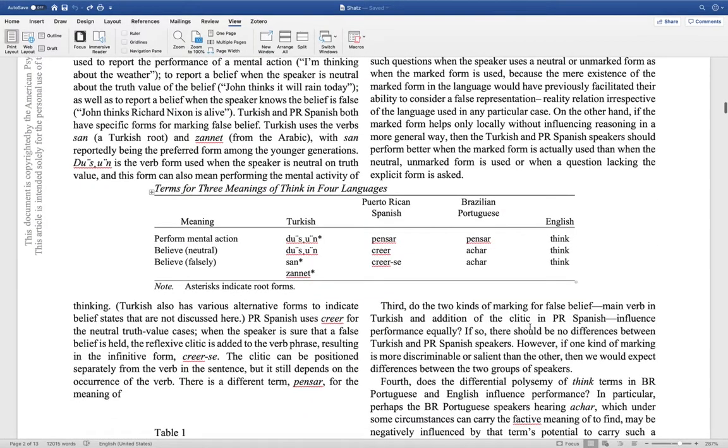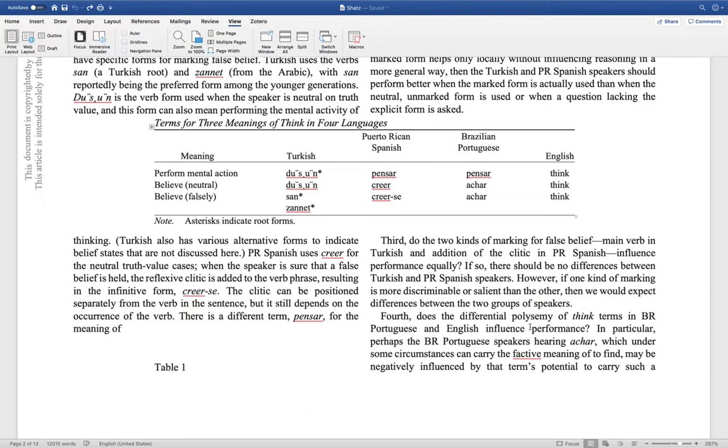All right. Third, do the two kinds of marking for false belief, main verb in Turkish, and addition of the clitic in Puerto Rican Spanish. So now I'm looking at this. It's like san and zanet versus creer and creer se. So now I'm going to make an inference there that a clitic is that little se part.